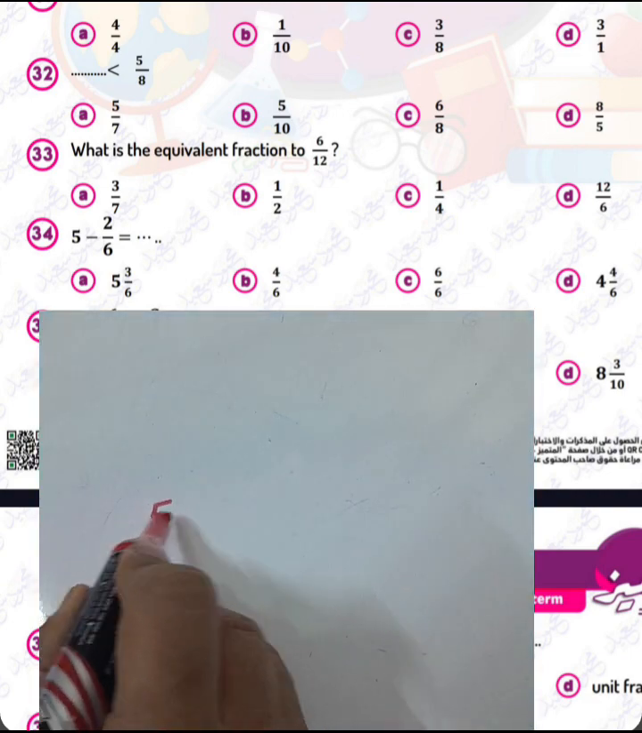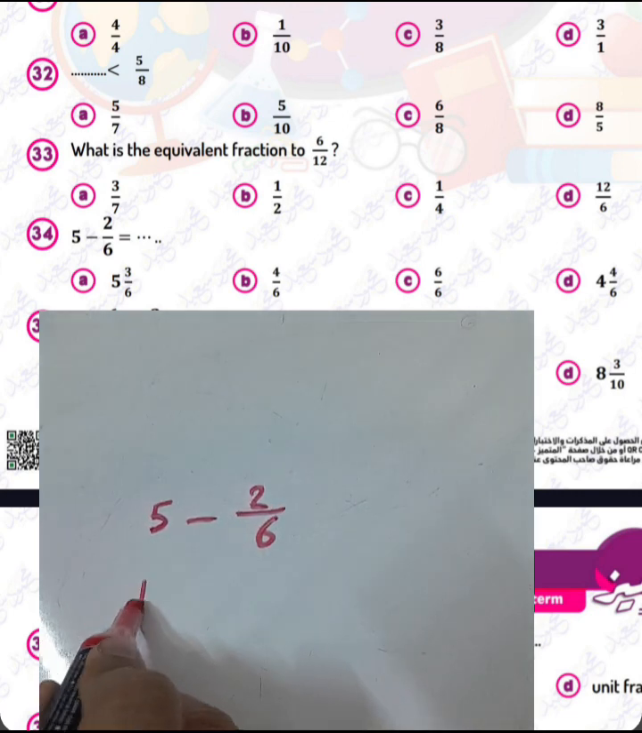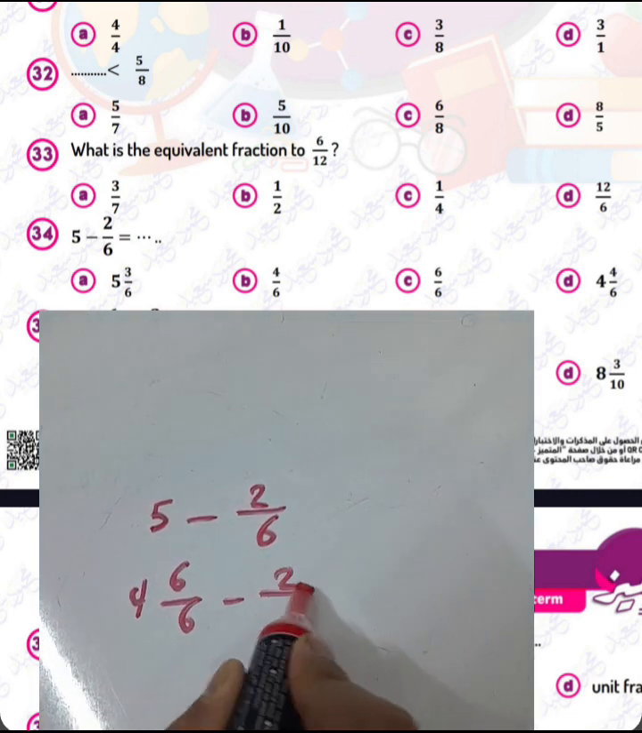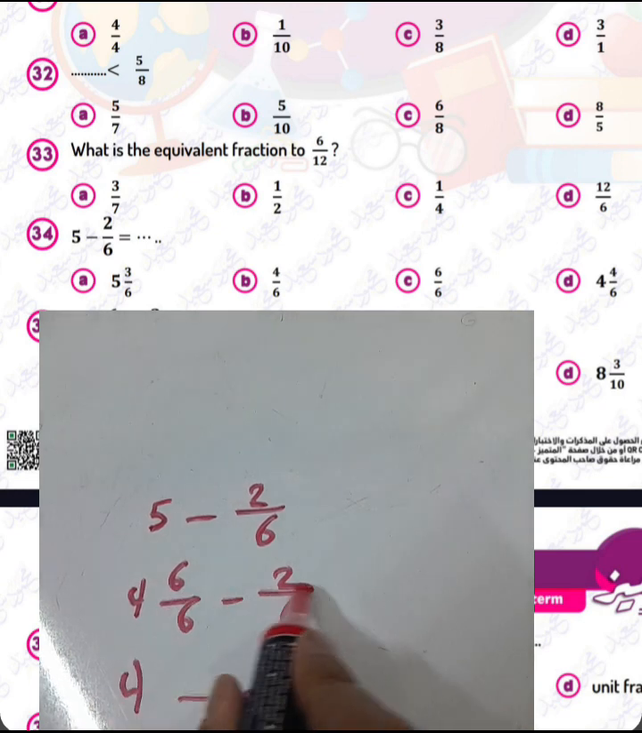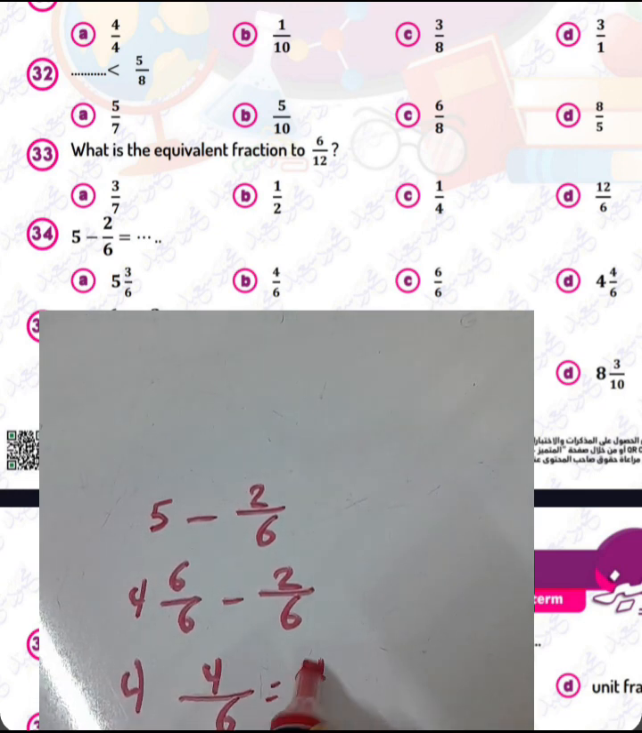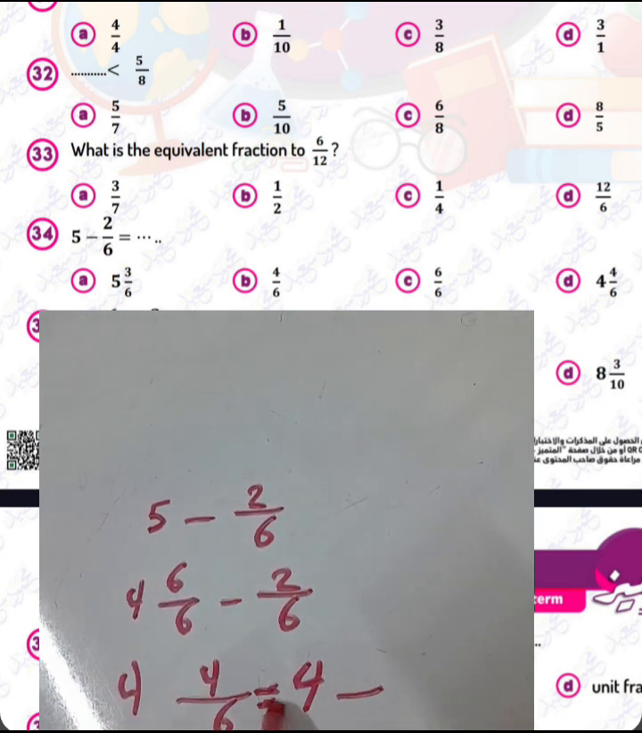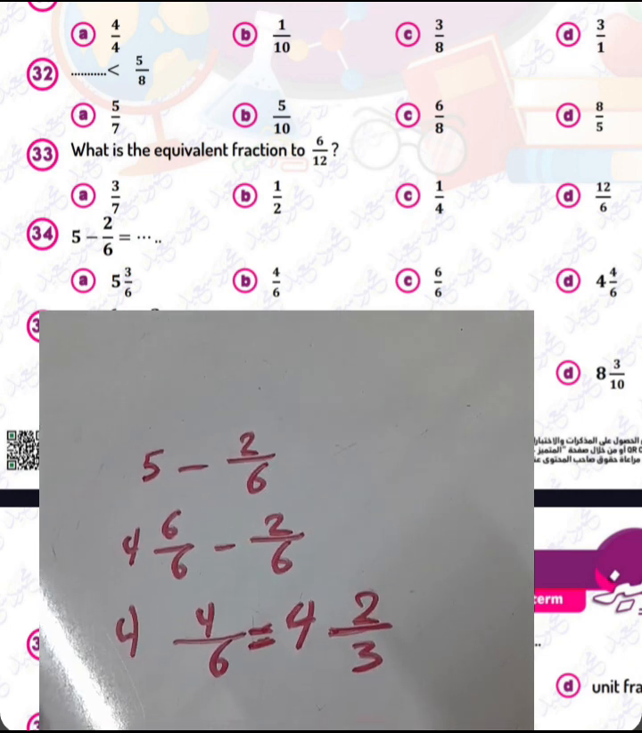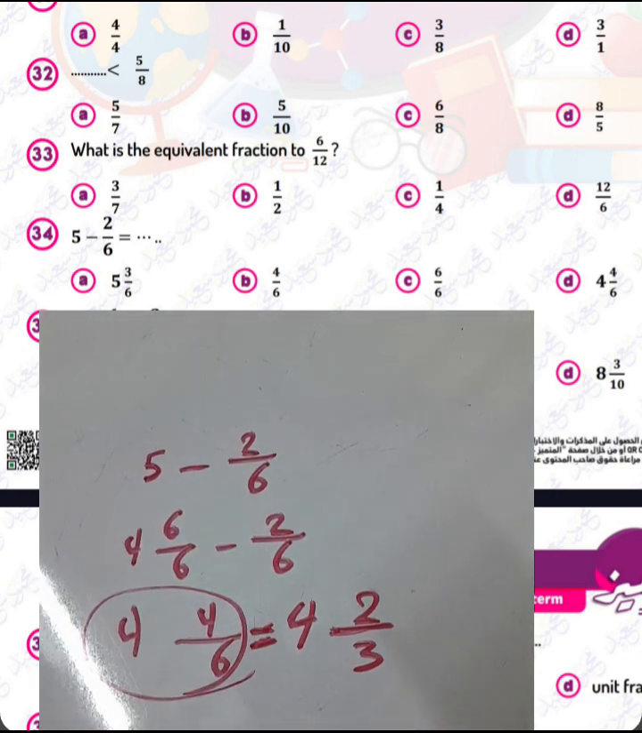Okay, again, 5 subtracted by 2 over 6, you can write 4 and 6 over 6, subtracted by 2 over 6, write 4, 6 minus 2 equals 4. Then you can simplify it by dividing by 2, 4 divided by 2 equals 2, 6 divided by 2 equals 3. You can write letter D.